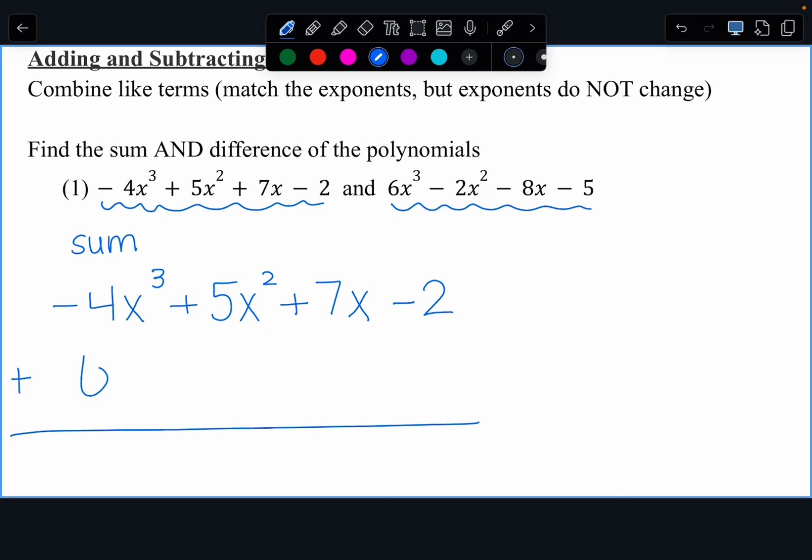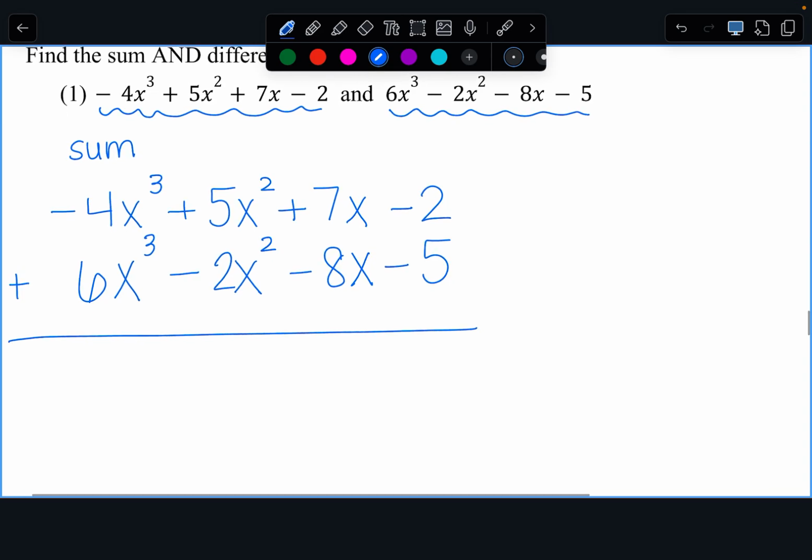So 6x to the third is going to go here. Minus 2x to the second goes there. Minus 8x minus 5. And then add vertically. So what is negative 4 plus 6? 2, and then we keep that x to the third.